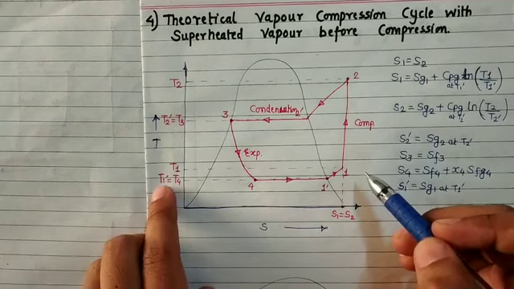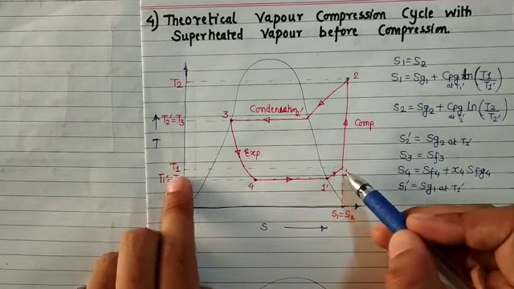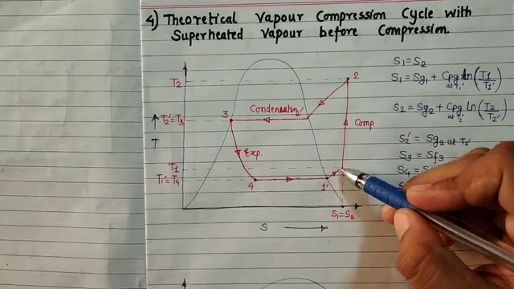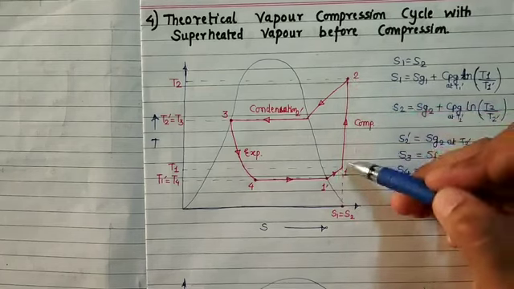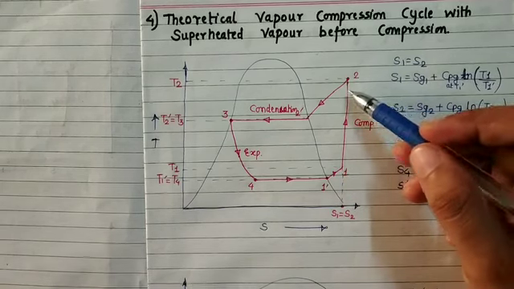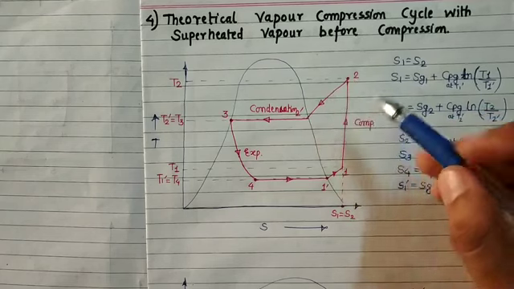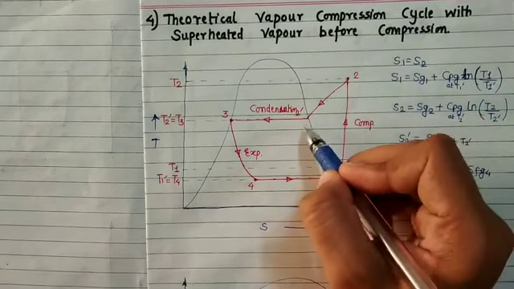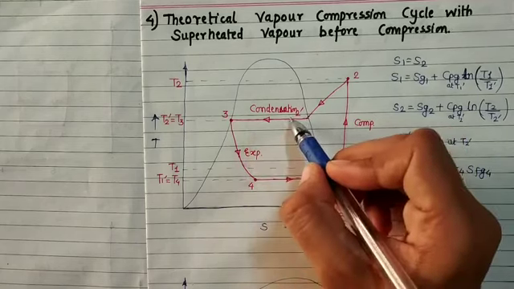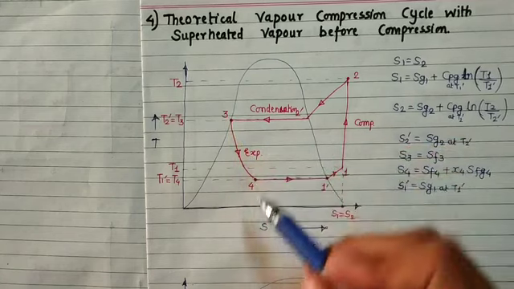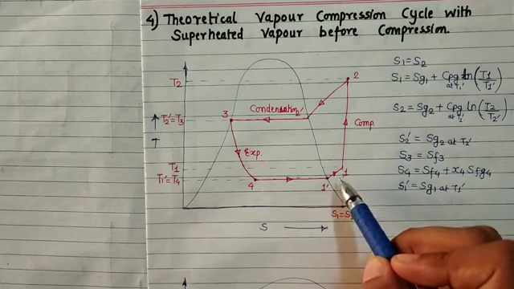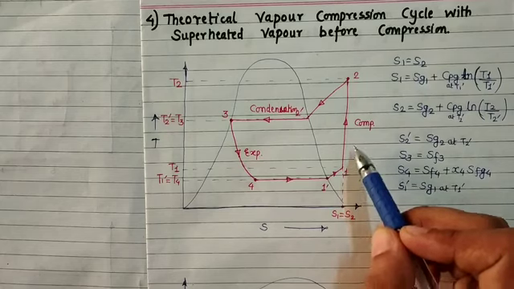Now we have 4 temperature values here. Why 4? Because T1 dash and T4 are equal, T1 is separate, T2 dash and T3 are equal, and T2 is separate. Process 1 to 2 is in the vapor region only. 1 to 2 is the isentropic compression. 2 to 2 dash is again de-superheating, followed by 2 dash to 3 of condensation. 3 to 4 is expansion and 4 to 1 dash is evaporation. Then 1 dash to 1 is superheating before the compression.